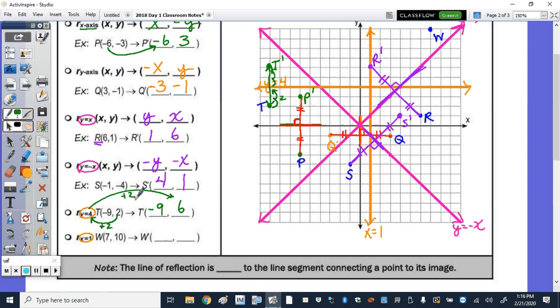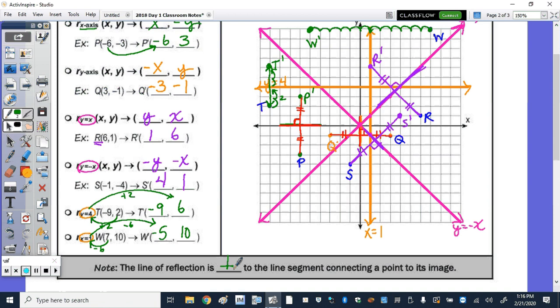Same principle is going to apply to x equals 1 for W. So here we count to line 1, 2, 3, 4, 5, 6. So then count 1, 2, 3, 4, 5, 6. And here's W prime. So we didn't shift up or down. So the y value is going to stay the same. And to go from this 7 to a 1, we subtracted 6. So then 1 minus 6, right? We went 6 units left from there. That's a negative 5.